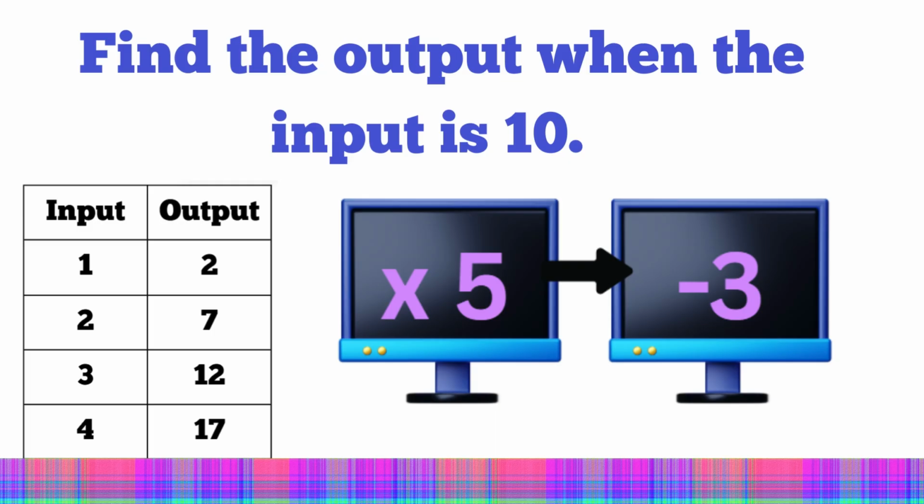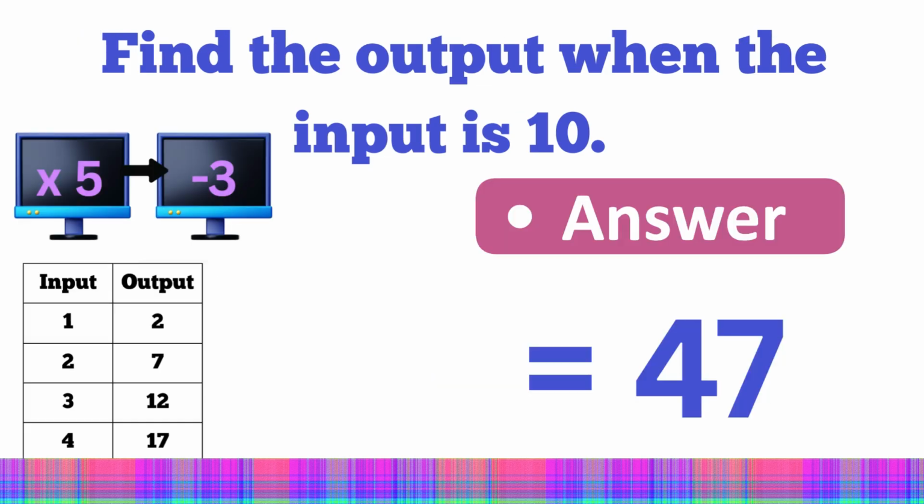Using the expression 5n subtract 3, find the output when the input is 10. Pause the video and solve this problem. All right, the answer is 47. So let's look at that a little bit closer. We can calculate it. 5 times 10, because 10 is the input here, would be 50. 50 subtract 3 is 47.